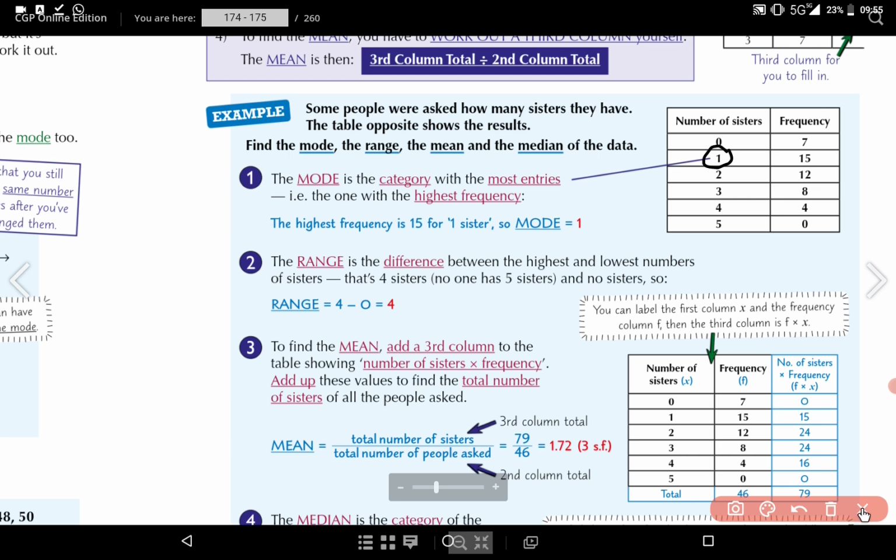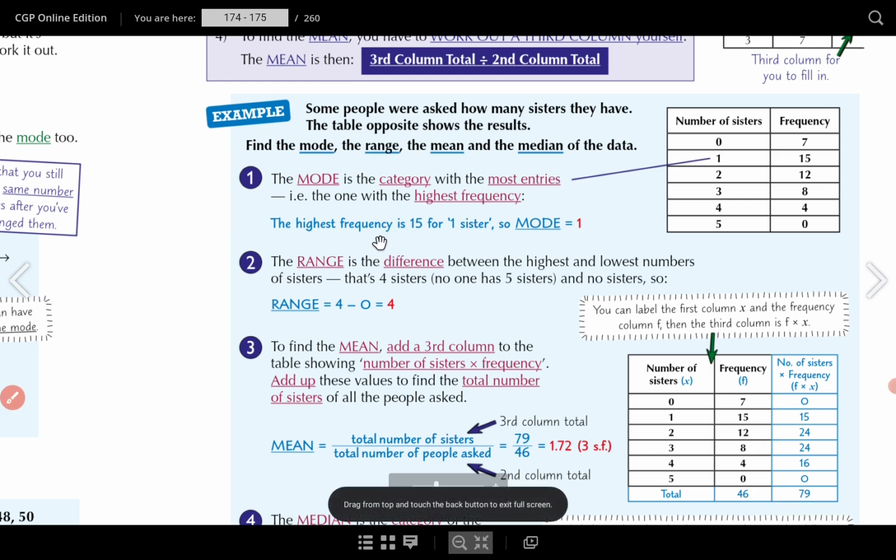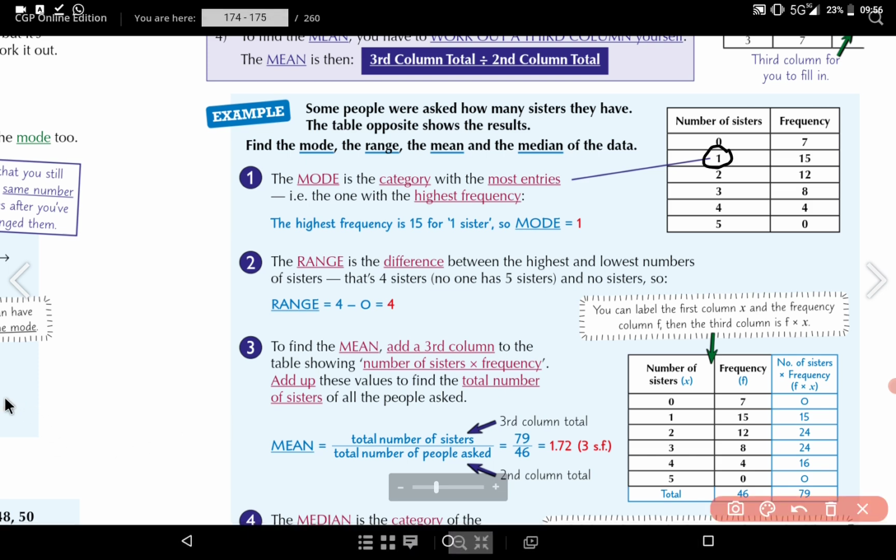The range, you subtract the highest and the lowest numbers. Okay, the highest and the lowest numbers. The number of sisters is here. Some people were asked, so you find that you're going to do this. The number with the highest frequency was... So you subtract the highest and the lowest numbers.